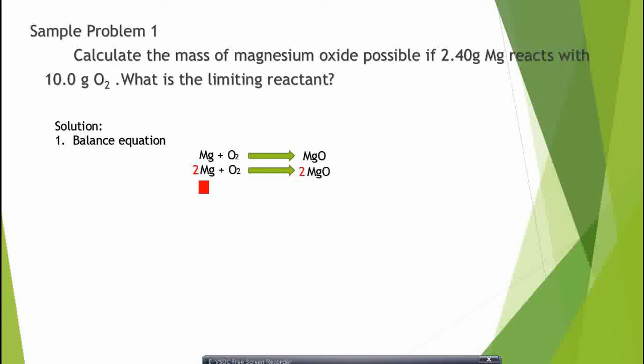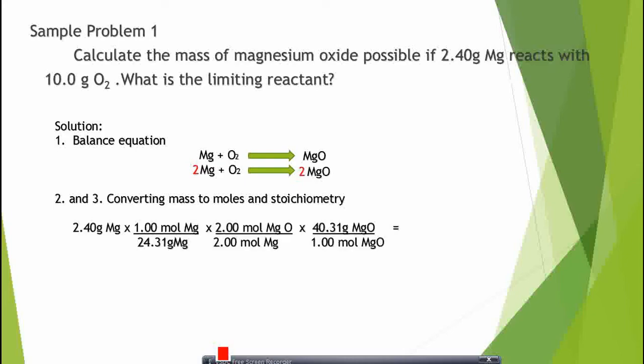So we can proceed to steps number 2 and 3. Converting mass to moles in stoichiometry. Okay, so we have 2.40 grams of magnesium times 1 mole of magnesium divided by 24.31 grams of magnesium. This is the atomic weight of magnesium and can be found in the periodic table. Times 2 moles of magnesium oxide.